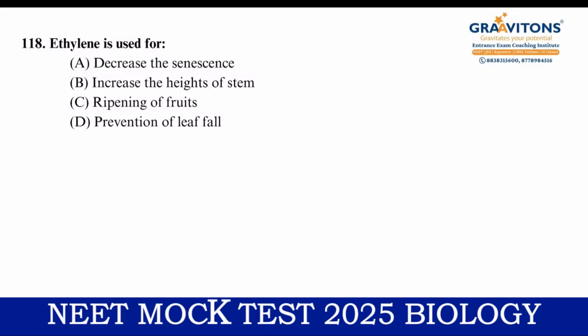Next question, ethylene is used for, so it decreases the senescence. No. And increases the height of stem. No, this is the work of GAs, isn't it? So option should be C. Ripening of fruits, definitely it is one of the important work of ethylene. And prevention of leaf fall, no, it will not be. If it is an early immature leaf, auxin will be preventing the leaf fall.